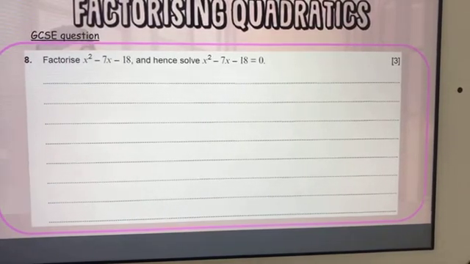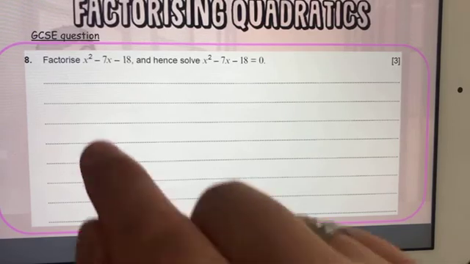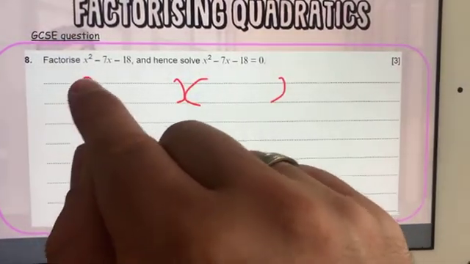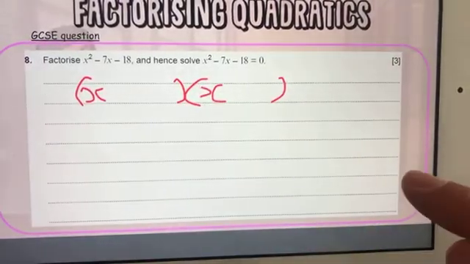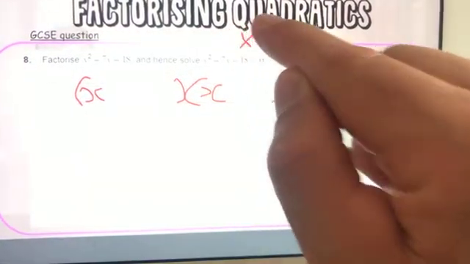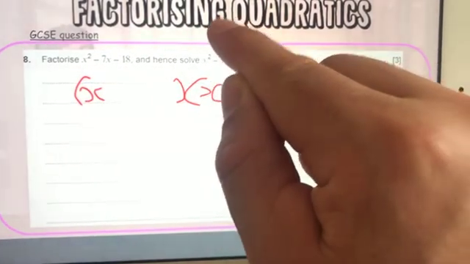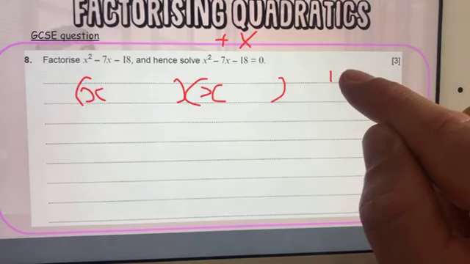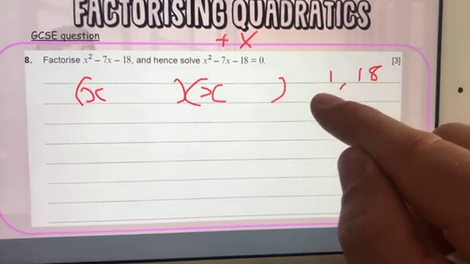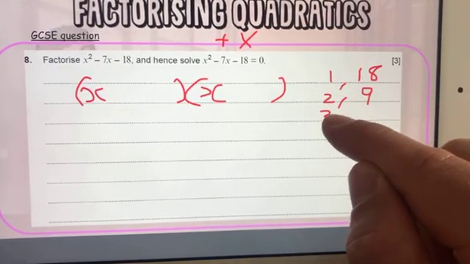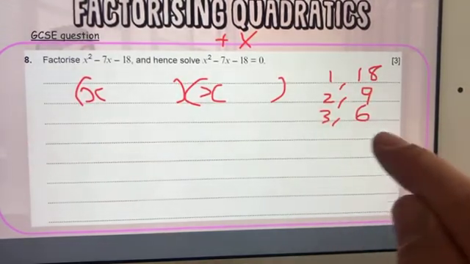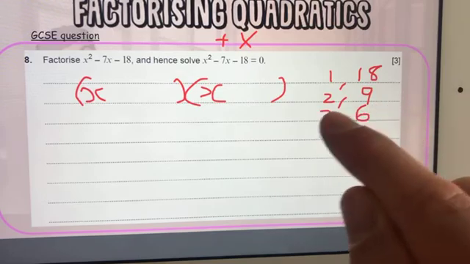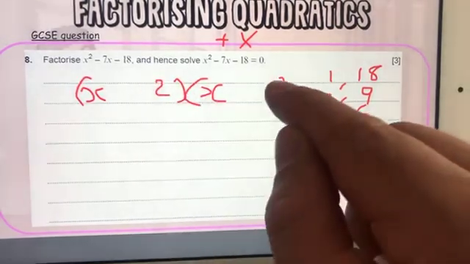Right, guys, so this question, exactly as we've done all day, I'm going to put this into 2 brackets. It's going to be x and x. I've got to find 2 numbers that multiply to make negative 18 and add to make negative 7. The numbers that multiply to make 18 are 1 and 18, 2 and 9, 3 and 6. Those are the only options. If I want to make an answer of 7, the only way is with 2 and 9, because they've got a gap of 7.